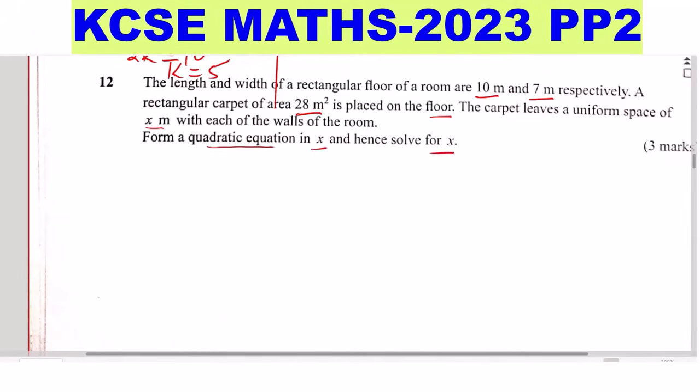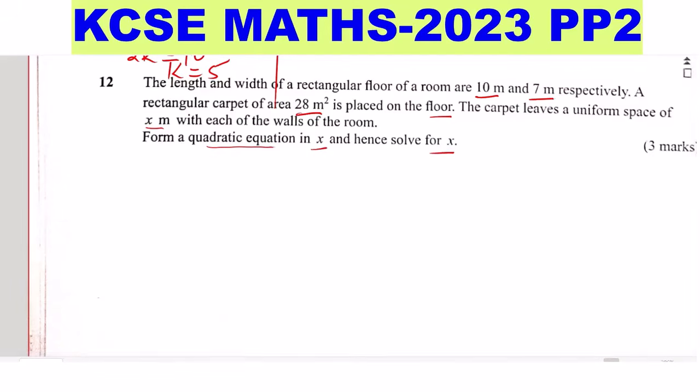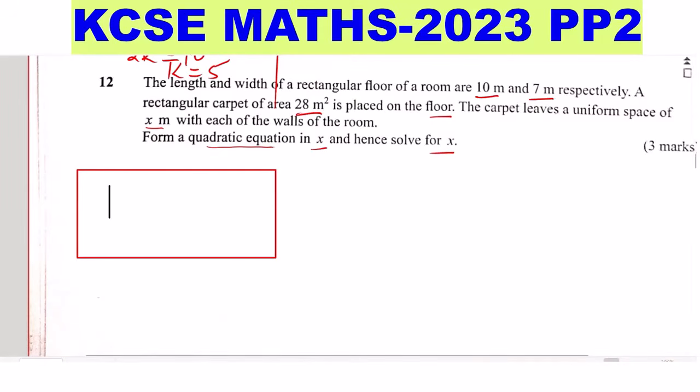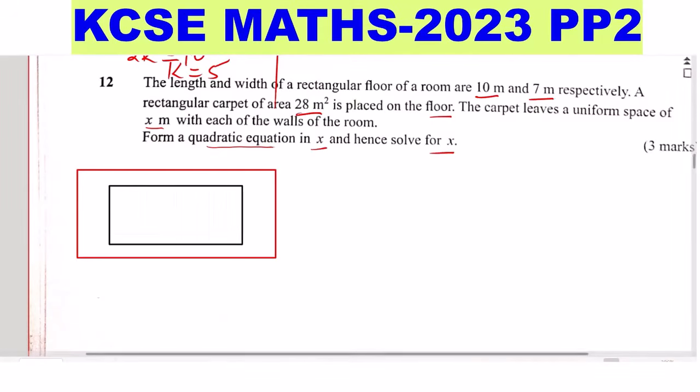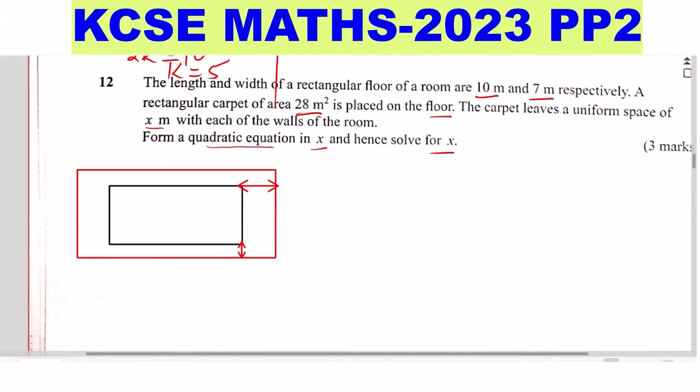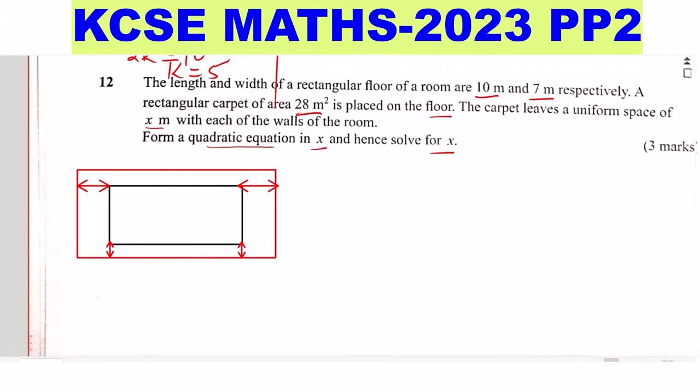So let us first sketch this rectangular floor, 10 by 7. We sketch it. So that is how it is. And there is a rectangular carpet. So indicate the carpet. The carpet is inside there. That is a sketch. It leaves a uniform space. So this measurement here is uniform. It's just a sketch that is uniform. So the uniform space of x meters with each of the walls. So this is uniform. It is just a sketch.